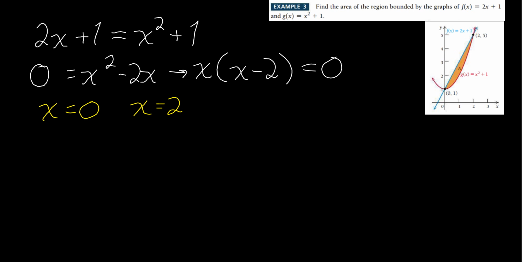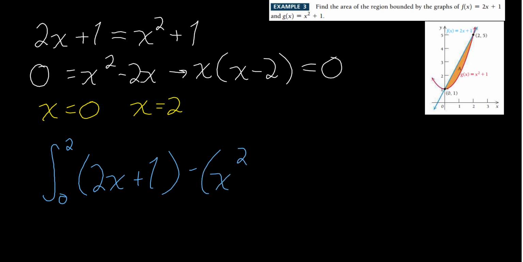So what we're going to do is take the integral from 0 to 2, and we're going to have one function be 2x plus 1, and then subtract the other function, x squared plus 1. So we're going to set up this equation like this. We're going to say the integral from 0 to 2 of 2x plus 1, and then we're going to subtract x squared plus 1. Let's put it in parentheses as well, minus x squared plus 1, and then dx.